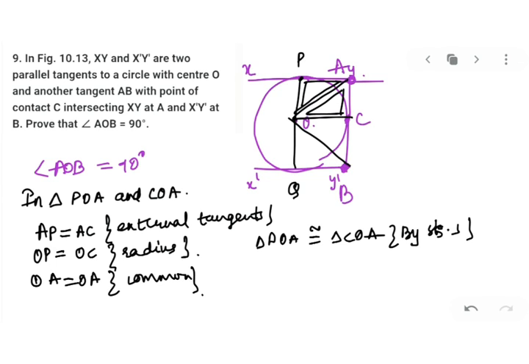Once I got this, can I say angle POA is equal to angle COA by CPCT?